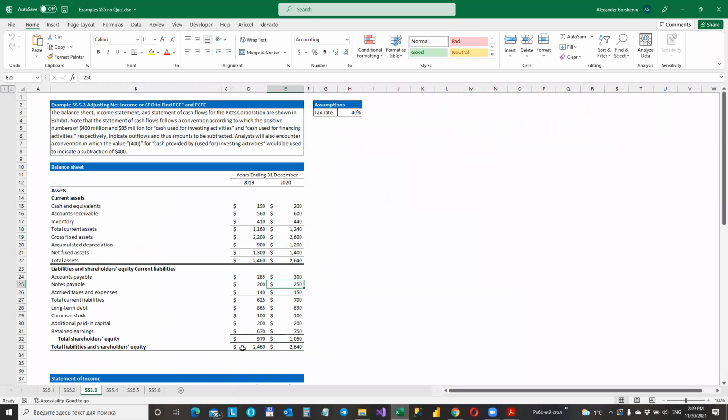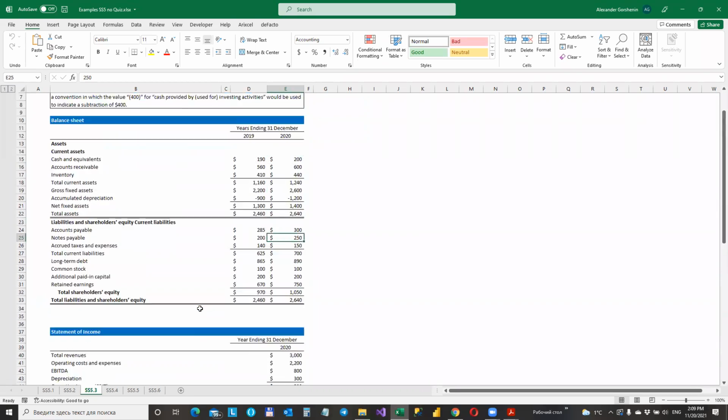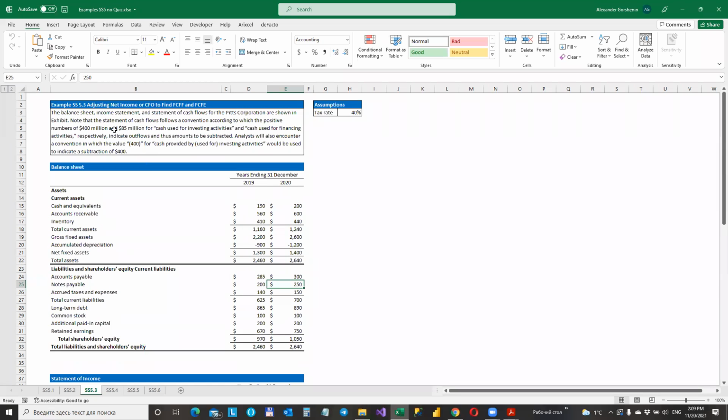Example 5.3 illustrates how to adjust net income or CFO to find FCFF and FCFE. Let us consider this example. We have a balance sheet, income statement, and statement of cash flow for the Pitts Corporation, shown below. The statement of cash flow follows a convention according to which the positive numbers of 400 million and 85 million for cash used for investing activities and cash used for financing activities respectively indicate outflows, and these amounts are to be subtracted.